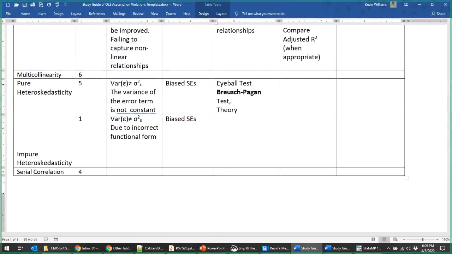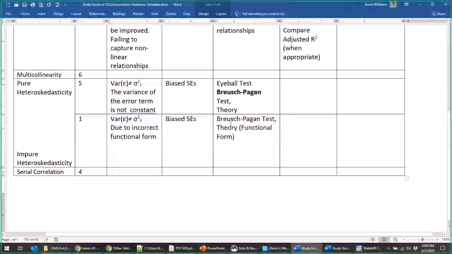For impure heteroskedasticity, we kind of use the same criteria. Bruce-Pagan test, theory, but the theory we're relying on for impure heteroskedasticity would kind of be about the functional form. Rather than something that just tells us, oh, these people should be higher variance than these other people, to detect impure heteroskedasticity, you might have a theory that your functional form is wrong or could be improved.